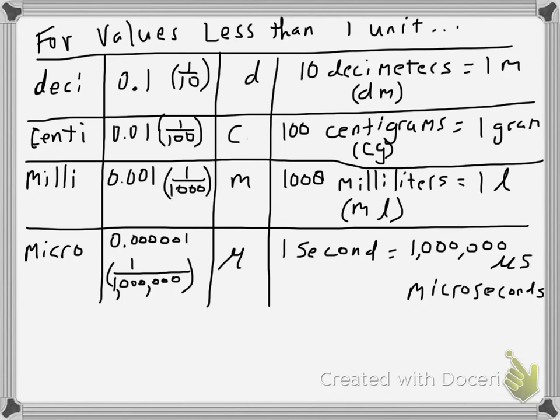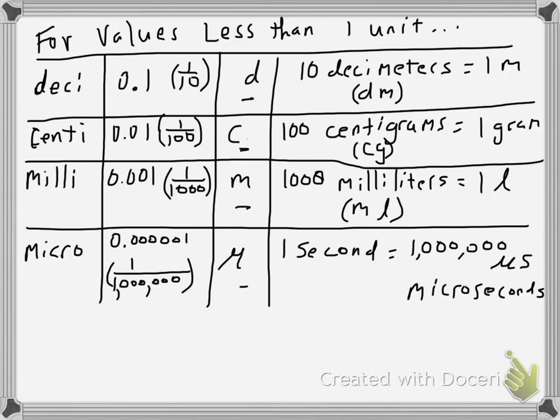Now for values less than 1 unit, less than 1 meter or 1 gram or 1 second, we have their prefixes, and those are in lowercase. Lowercase abbreviations like here or here, here, and this one's a script. But deci is 1/10 or 0.1, so 10 decimeters equals a meter. There are 10 decimeters in 1 meter.